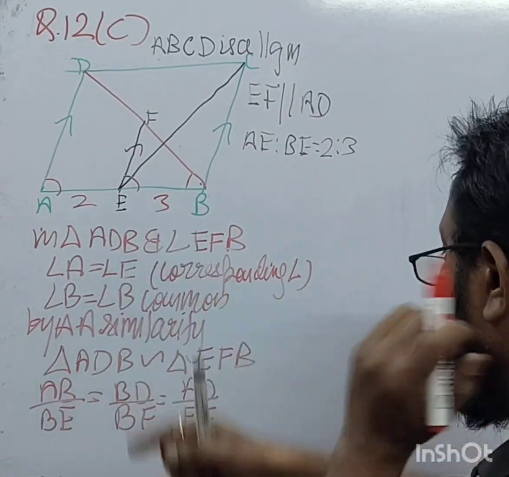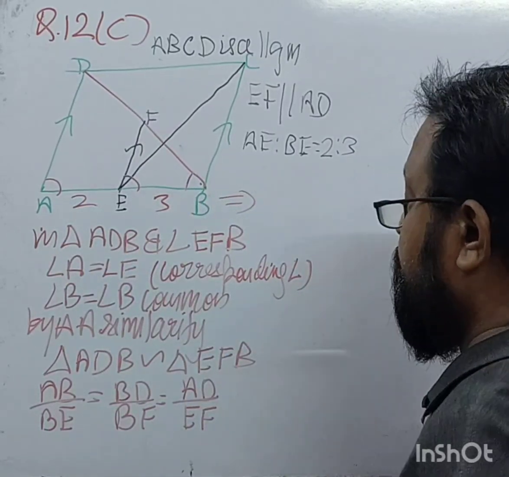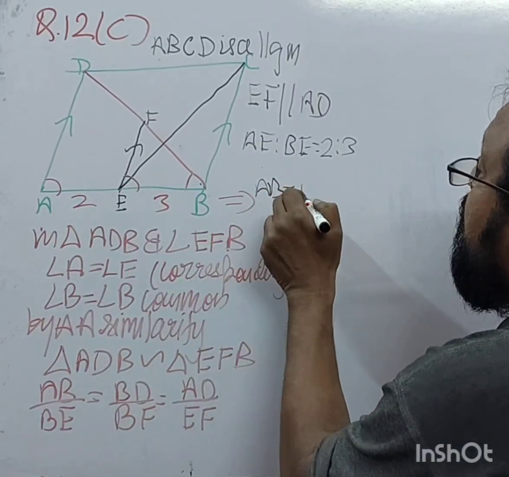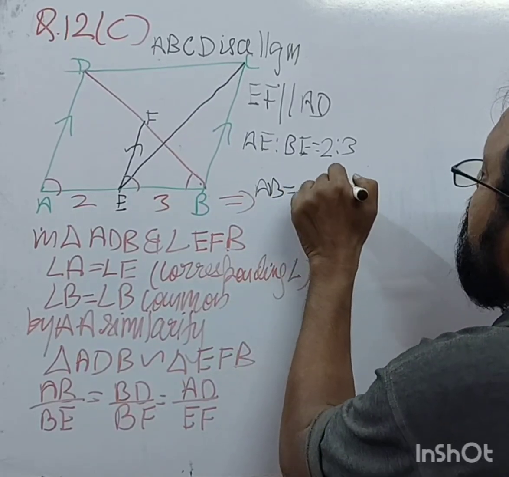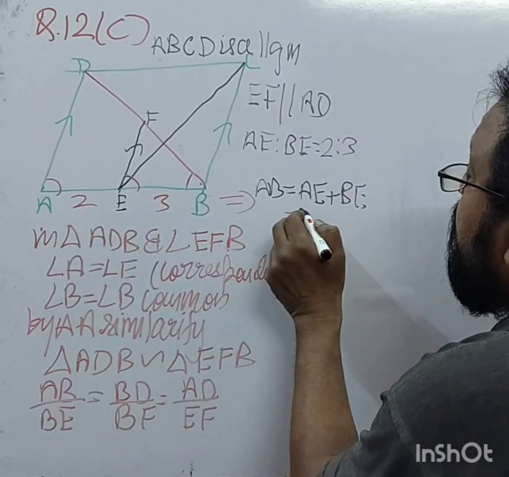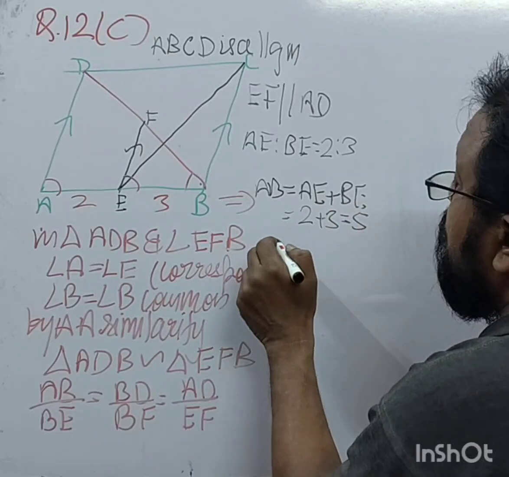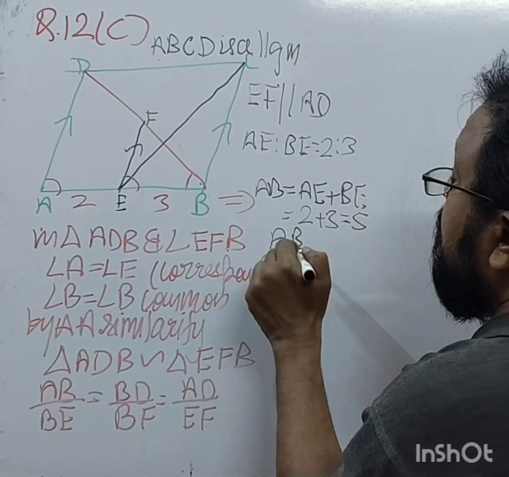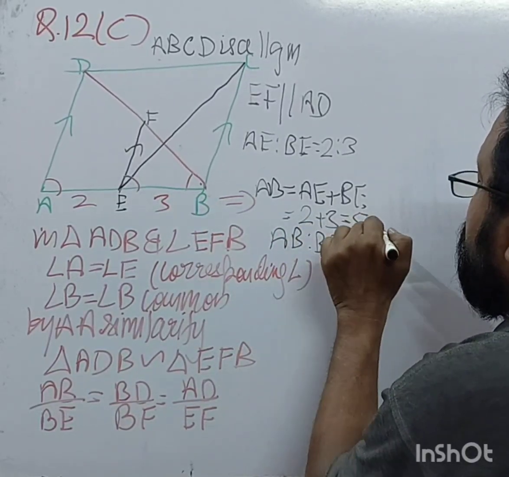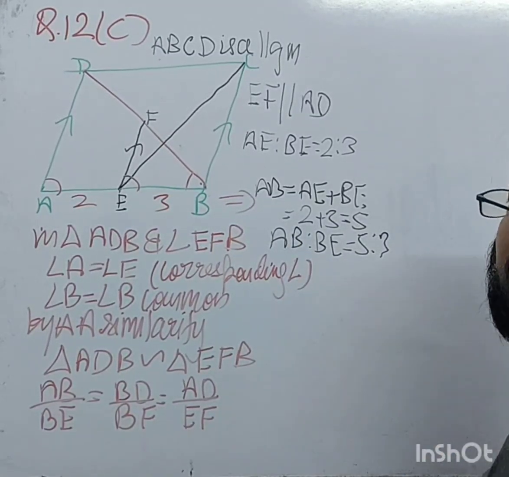AB is what? AE, here we have AB is equal to AE plus BE. So it becomes 2 plus 3 is equal to 5. So AB ratio BE is equal to 5:3, right? AB ratio BE is equal to 5:3.